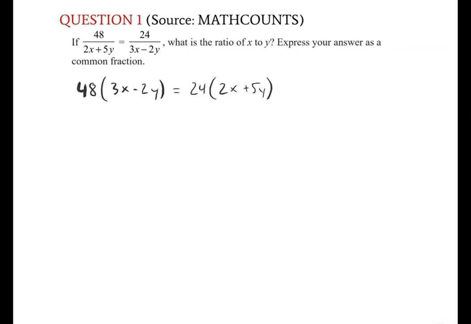So we can divide each side by 24 just to get rid of some big numbers. And we're left with 2 times 3x minus 2y, which is 6x minus 4y. And that's equal to 2x plus 5y.